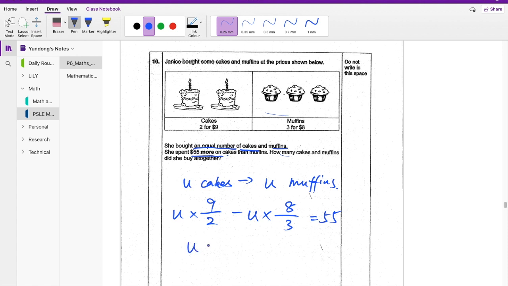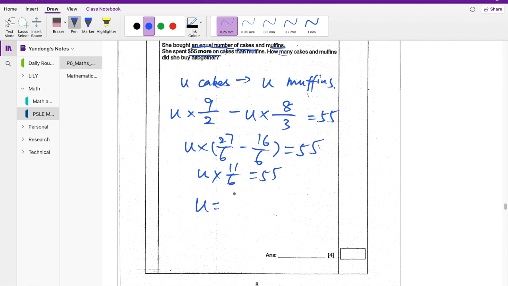So this one, U times, is 27 over 6 minus 16 over 6, equal to 55, which is U times 11/6, right? So U equals 55 divided by 11/6, which is the reverse, times 6/11. 5 times 6 is 30. So U is 30. So what did she buy altogether? 30 times 2. In total, 30 cakes and 30 muffins, which is 60.